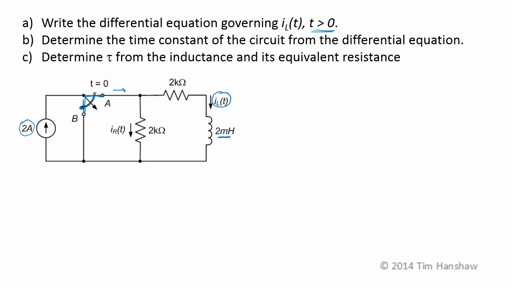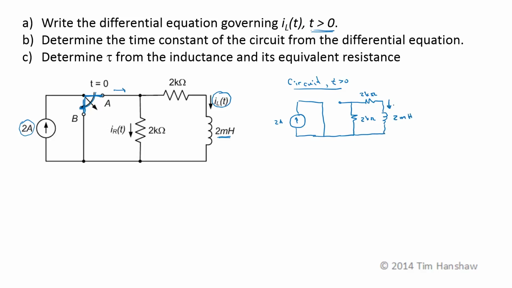So if we want the differential equation for t greater than 0, let's sketch the circuit for t greater than 0. At t greater than 0, the switch is in this position, and this source is isolated from everything else. The rest of the circuit just looks like a couple of resistors, 2 kilo ohms, another resistor, 2 kilo ohms, and a 2 millihenry inductor. And we want to find the governing equation for I sub L of t.